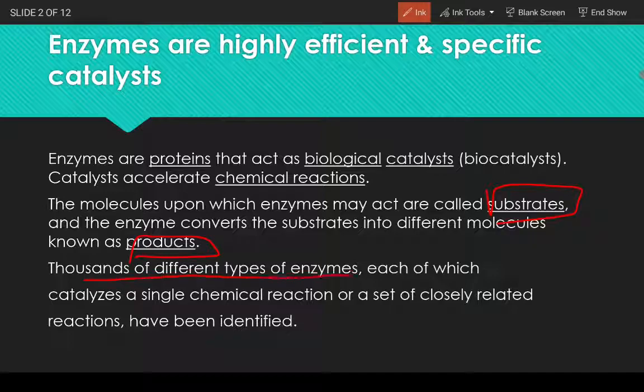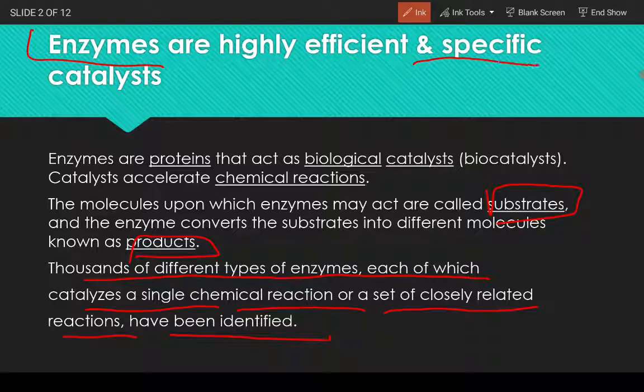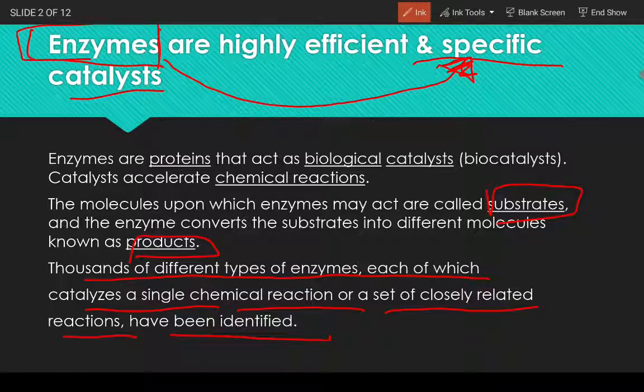Now thousands of different types of enzymes, each of which catalyzes a single chemical reaction or a set of closely related reactions, have been identified. Which means that, like I said earlier, enzymes are highly specific catalysts. Each enzyme acts as a catalyst only for specific kinds of reactions, unlike chemical catalysts which may catalyze many kinds of reactions. Enzymes, on the other hand, are very specific.